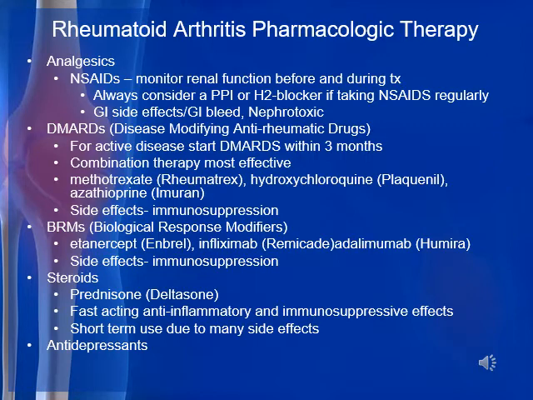And then we have the biological response modifiers that are also another category. And you see some of these names. You'll see the Enbrel, the Remicade, the Humira. Again, I have the generic listed there because we recognize those trade names because of the commercials, but I want to make sure that you recognize those generic names as well.